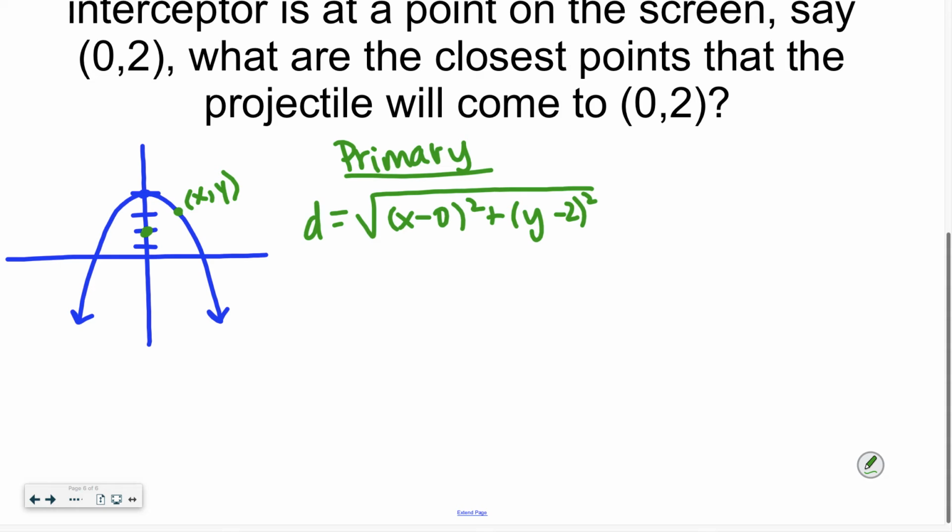We are trying to minimize the distance from one of those coordinates on the parabola to the point (0, 2). Now, the domain for this problem: we're looking for coordinates on a parabola. Anything goes, right? We can have negative x's, we can have positive x's. So the domain is all real numbers here.